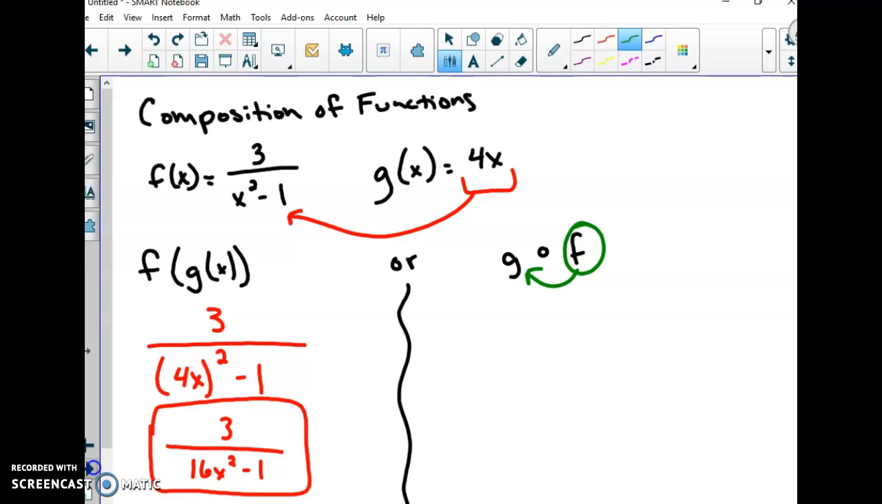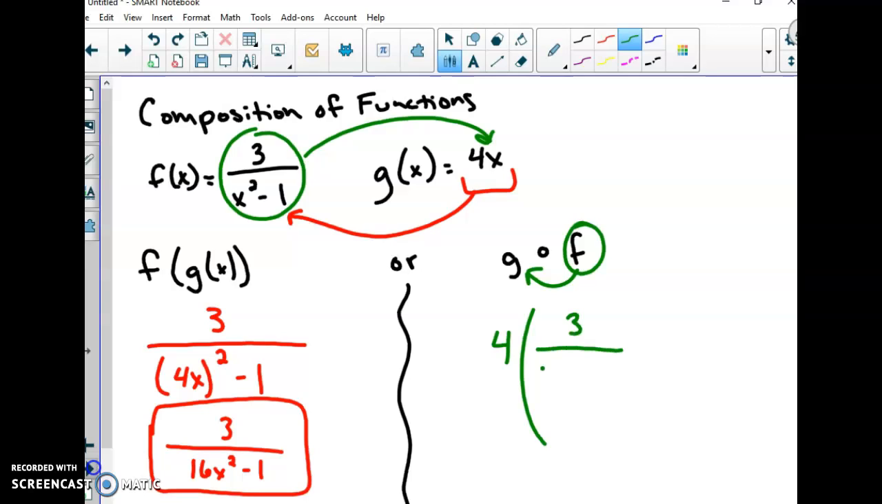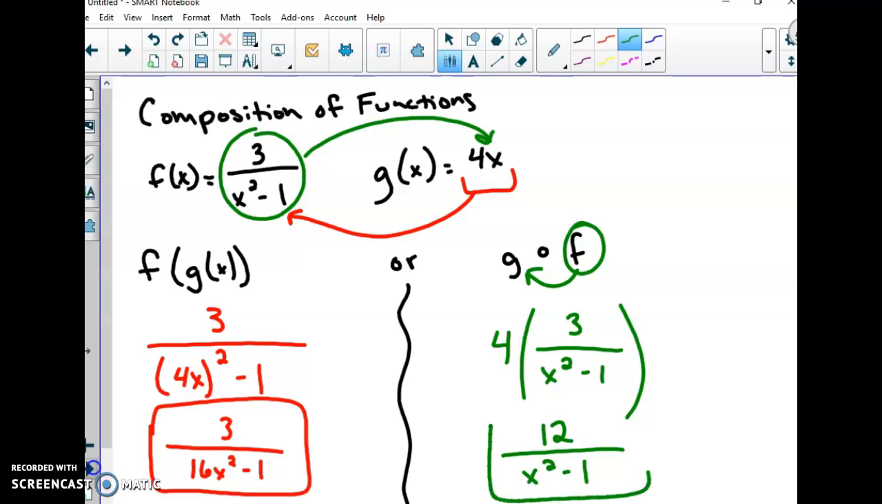Now this one, this f is what is going into, it's always the inside to the outside, right to left. So I'm going to now take this and substitute it into here. So I have 4 times 3 over x squared minus 1. I'm going to simplify this. I now have 12 over x squared minus 1. Just remember which direction you need to go in terms of your composition.